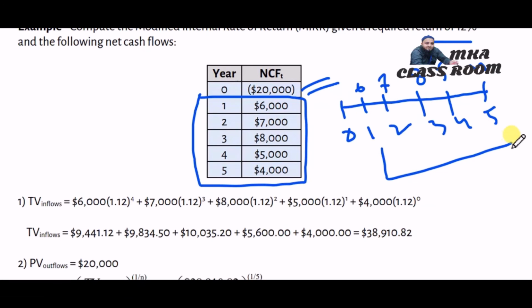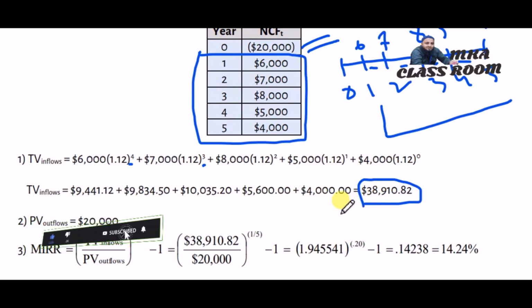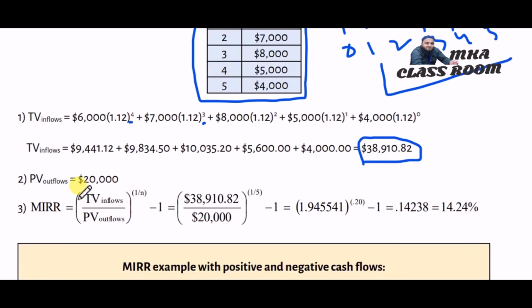So what should be the value of n for 6000? 1 2 3 4, that is 4. For 7000, 1 2 3, that is 3. So in this way you can easily calculate the value. So here is the total terminal value, or total future value, and obviously this is the end. This is the year 0, that means this is the present value. So then if we use our formula, it is easy to calculate the MIRR.